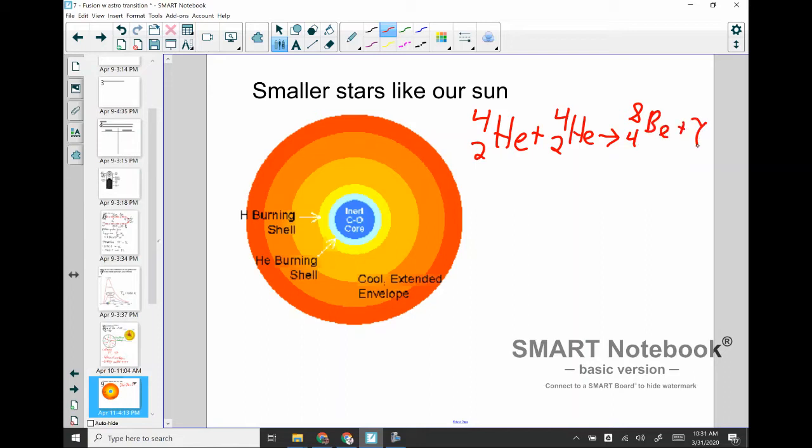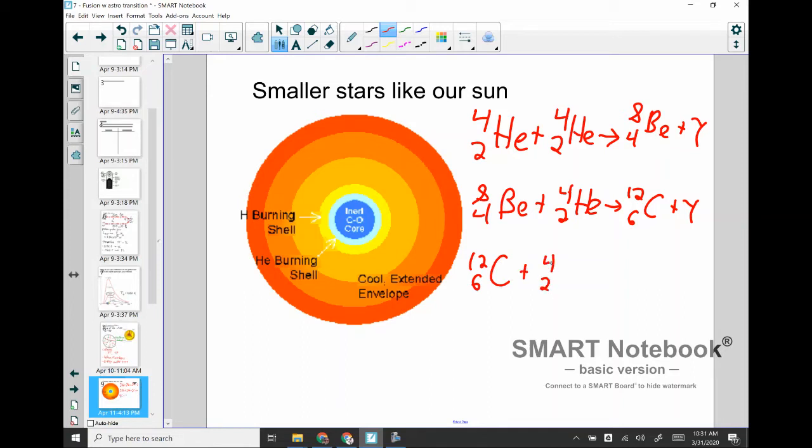Beryllium plus another helium is going to create, see if you can guess, just based on keeping the nuclear equation balanced, carbon. And carbon plus another helium is going to end up at oxygen. So our sun is not here yet, but this is where it's going.